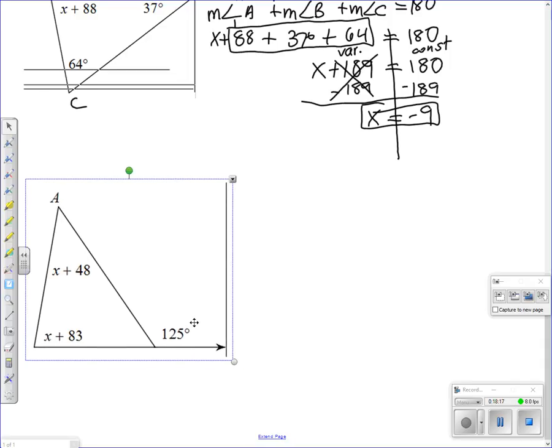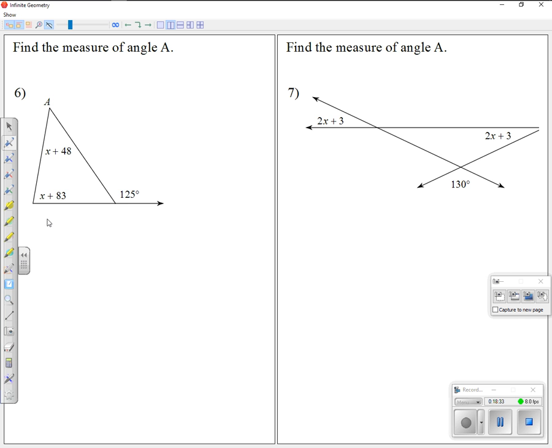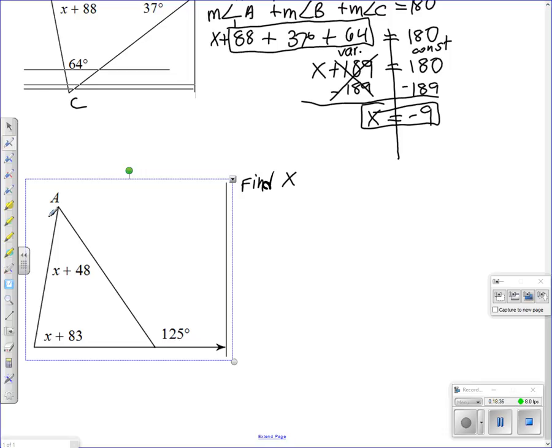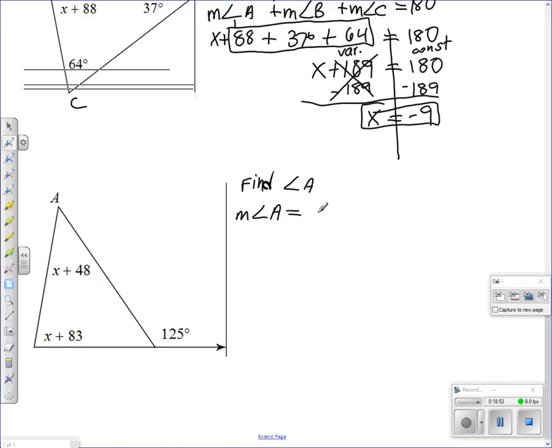Okay, they gave me angle A. Well, the question was find x, or find angle A. Find angle A. That is the question. So not find x, find angle A. So I'm going to say the measurement of angle A is equal to x plus 48.